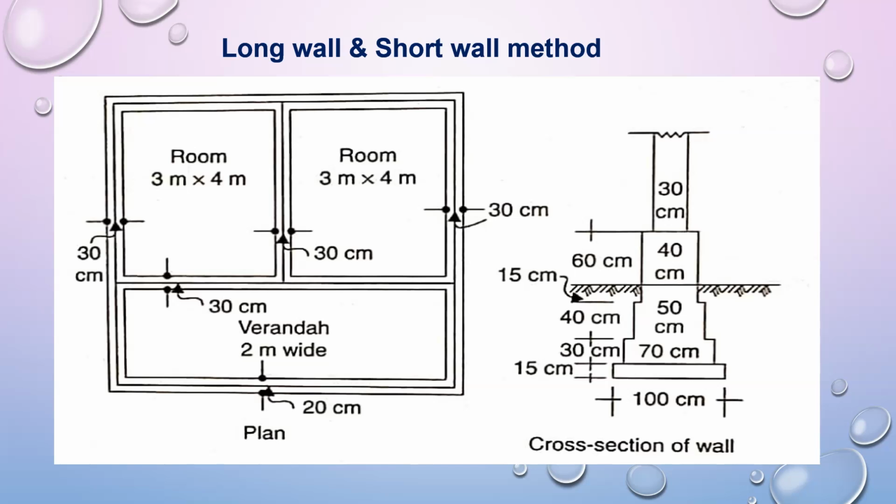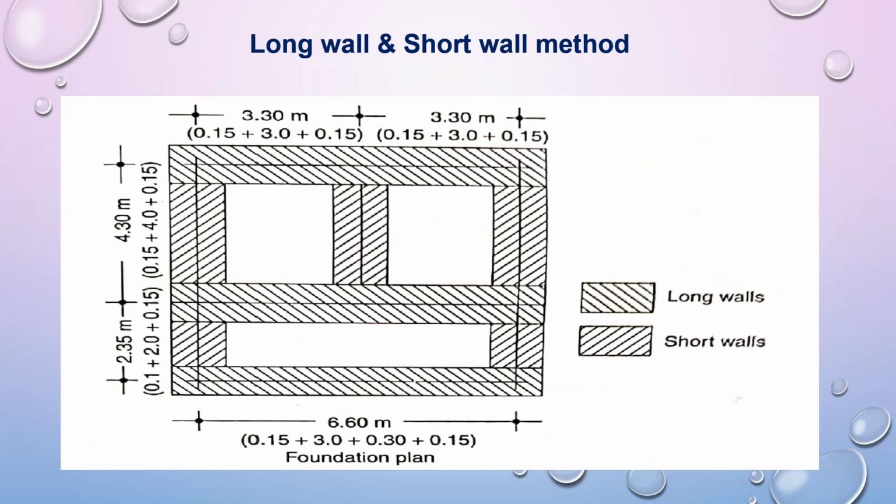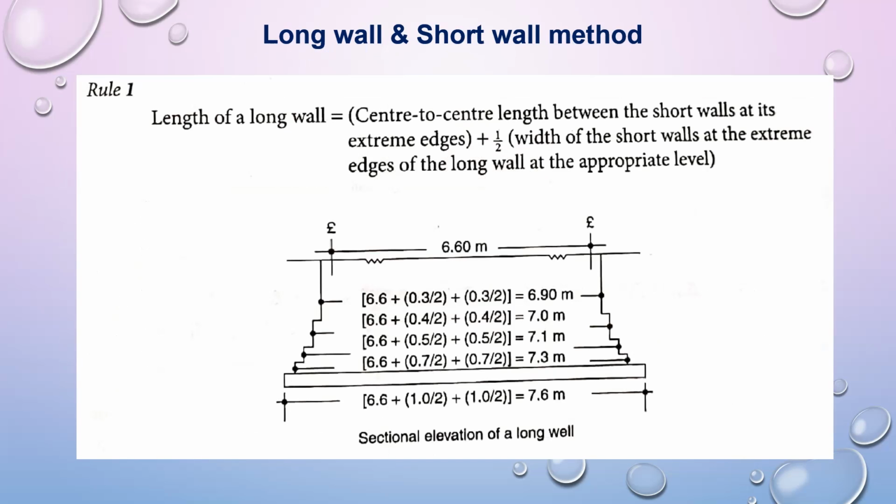Now whenever we want to calculate the quantities of, for example, PCC, or the foundation stage 1, stage 2, stage 3, or the quantity of brickwork, we have to follow the long wall and short wall method. In this plan, the foundation plan is marked. First a center line is marked at the center of the foundation trench, and the width of the foundation trench is plotted on both sides of the center line, and long walls as well as short walls are marked. The sketch is self-explanatory, indicating the long walls, which are the longest horizontal dimensions, and the vertical walls in between the long walls are the short walls.